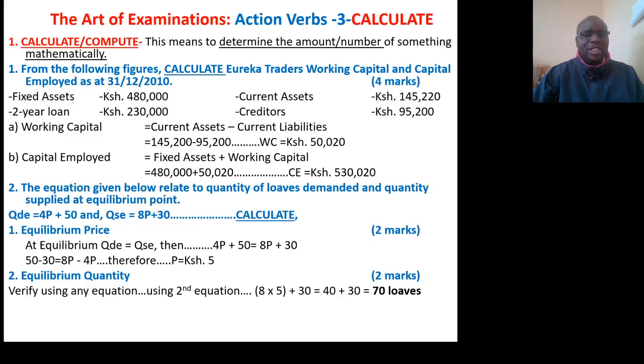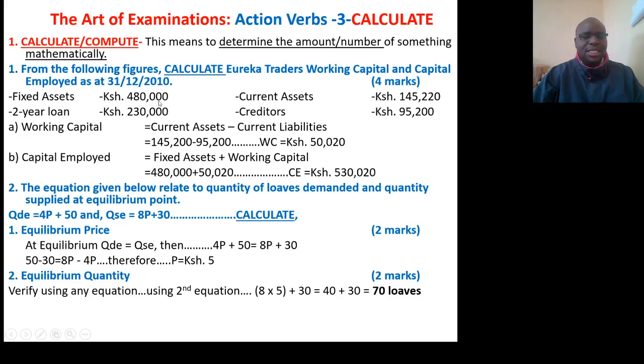Action verbs 3. Number 1, calculate or compute. This means to determine the amount or number of something mathematically. From the following figures, calculate Eureka Traders' working capital and capital employed as at 31st December 2010.